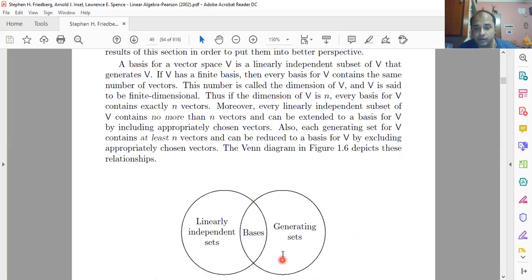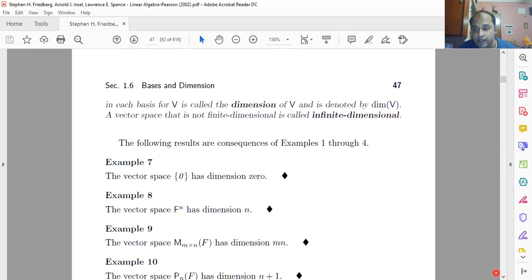If I combine them together, if I consider those vectors which can generate the vector space and are linearly independent, then that intersection is called a basis. Or if I consider those linearly independent vectors which can generate the vector space, they become a basis. So this result is very important, and similarly we have some other results over here.